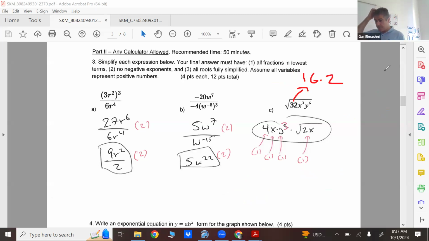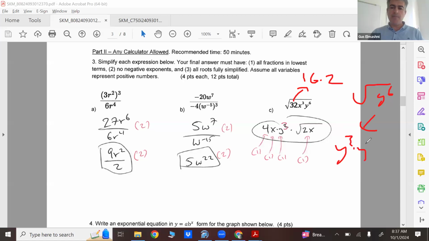All right, 32. 16 times 2, right? What's root 16? Pull it out. Okay, root y6. So if you think about it, you have to take the square root of y6. So y to the 3 power times y to the 3 power gets you y6. Right? y3, y3 gets you y6. So it's just the opposite of combining exponents. You're just going the other direction. And go ahead.